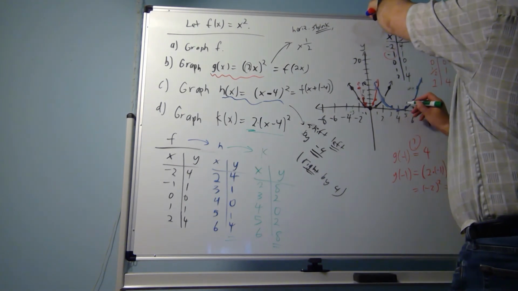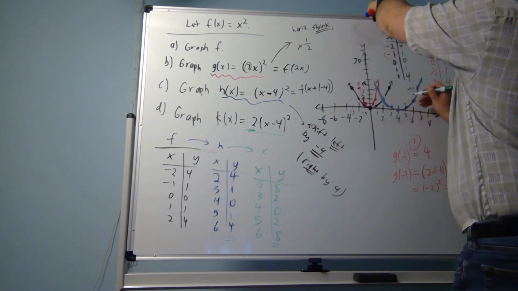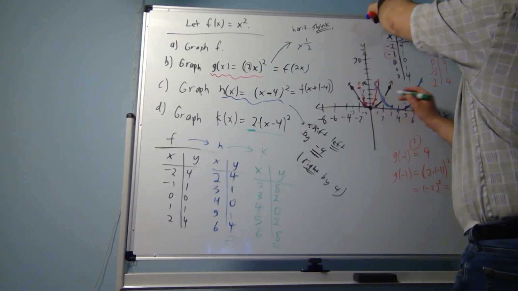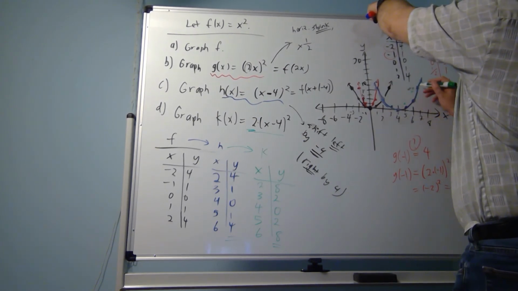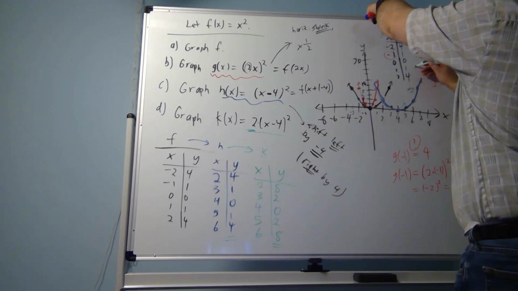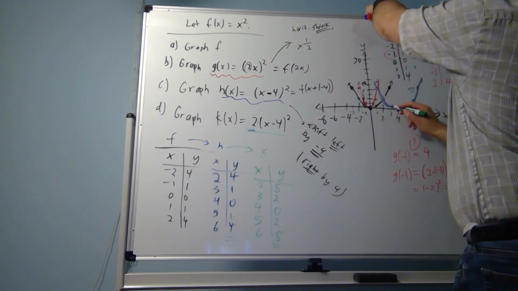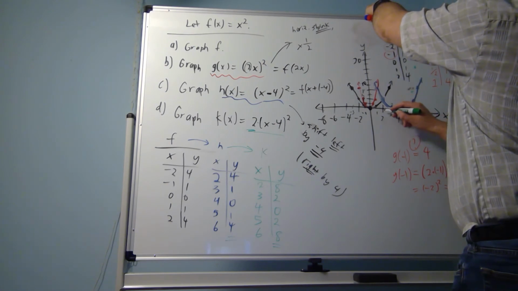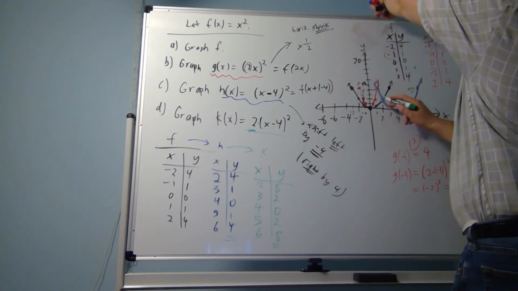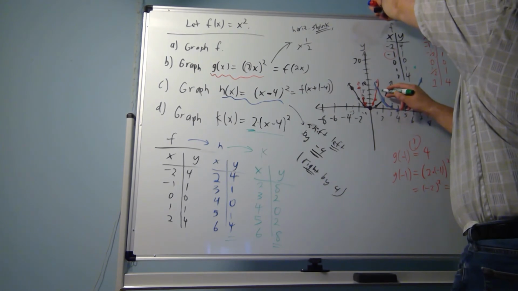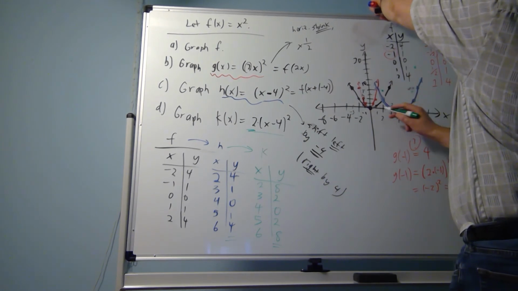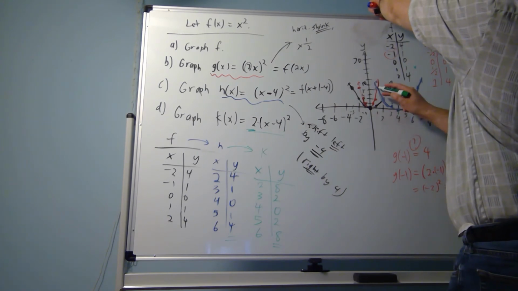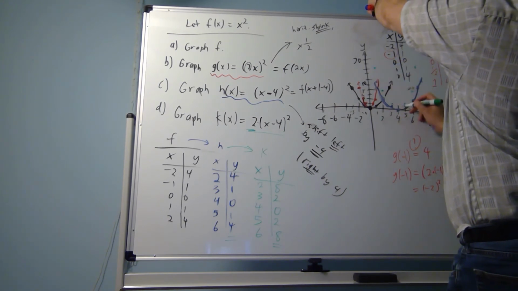And here we are. So we take this 4 and we double it and we get 8. We take this 9 and we double it and we get 18. Take this 1 and we double it and we get 2. Take this 4 and we double that to get 8. And finally, when x equals 1, we had 9. We double that, we get 18 again.